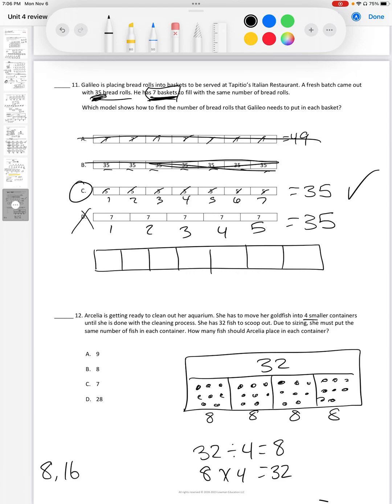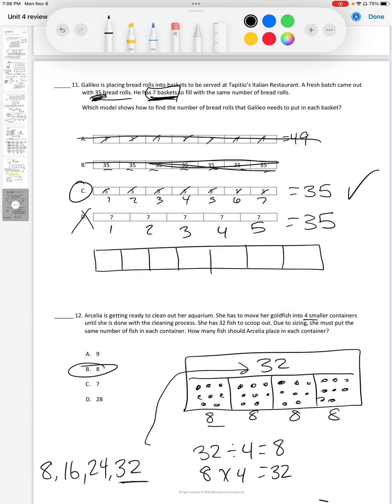8, 16, 24, I sure hope, and 32. That's 8 4 times, 32. That matches my total. That's perfect. I have my number of groups, 4 groups, 8 in each one. Good. So in the end, how many fish should she place in each container? 8.